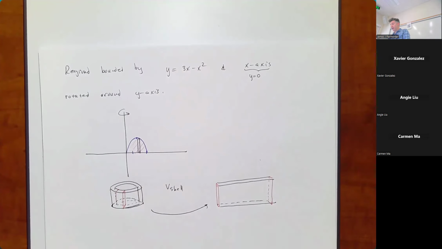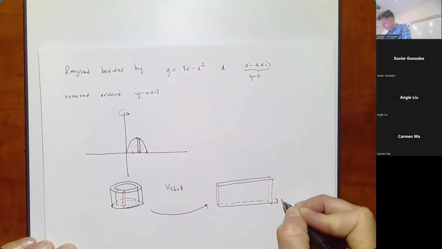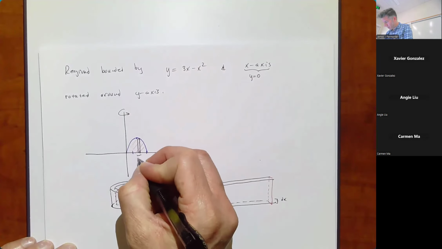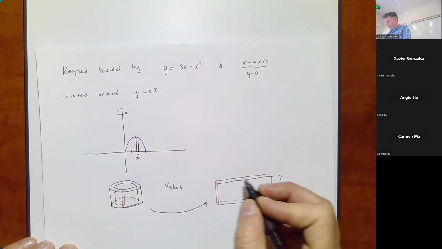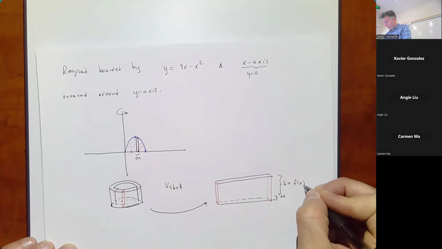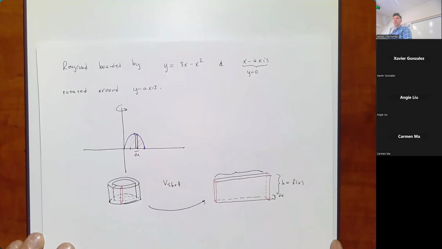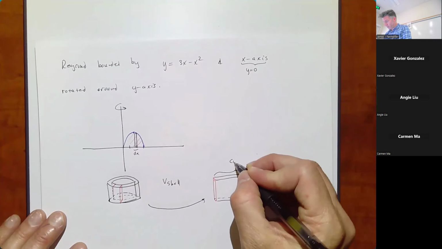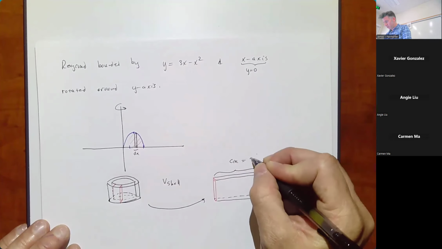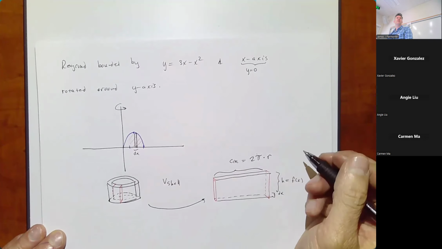And the volume of that slab, well, it's got some thickness, which is dx, because it's just coming from that there. And it's got some height, and the height is just whatever the function is. And the length is not the radius of the circle, but the circumference of the circle. So that's going to be the circumference, which is 2 pi times the radius. So what's the radius?